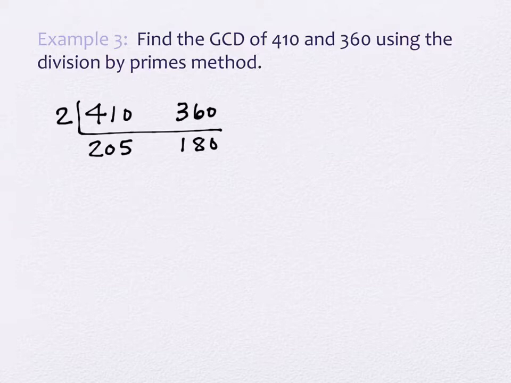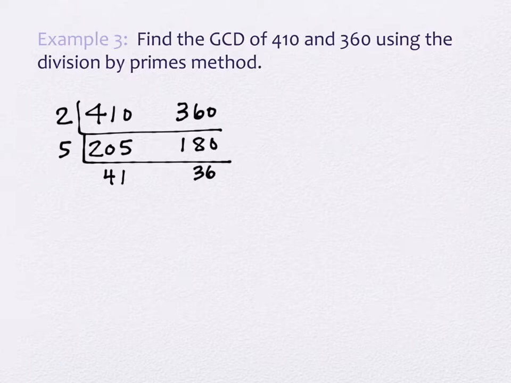So far, so good. Now, while 2 still divides 180, it doesn't divide the 205 any longer. So I will not divide by 2 again. So I go up the list. How about 3? Nope. 205 won't divide by 3. How about 5? 5 will do it. What's 205 divided by 5? 41. It's 41. And 180 divided by 5 is 36.